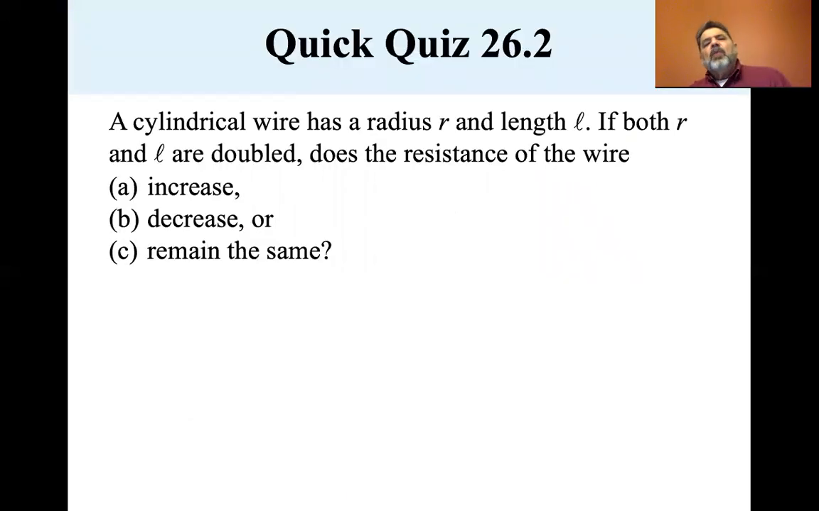Okay, a cylindrical wire has a radius R and length L. If both R and L are doubled, does the resistance of the wire increase, decrease, or remain the same? Now, notice that they didn't say area. If the area and length were doubled, then you'd have the same resistance. But let's talk about the radius. Radius gives you an area of pi r squared. So if you double the radius, you've quadrupled the area, and if you increase the area, the resistance decreases. So the answer here is decrease.